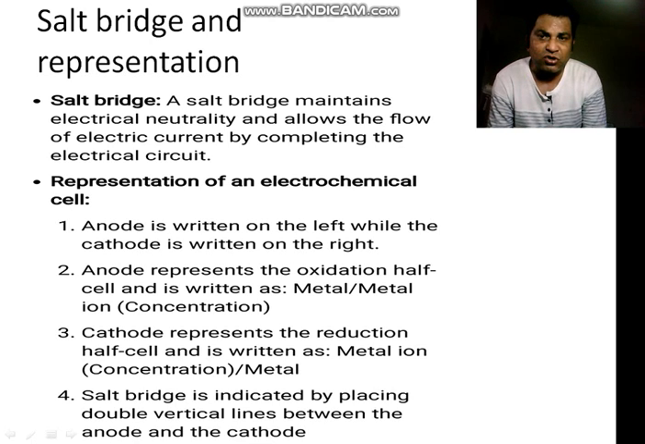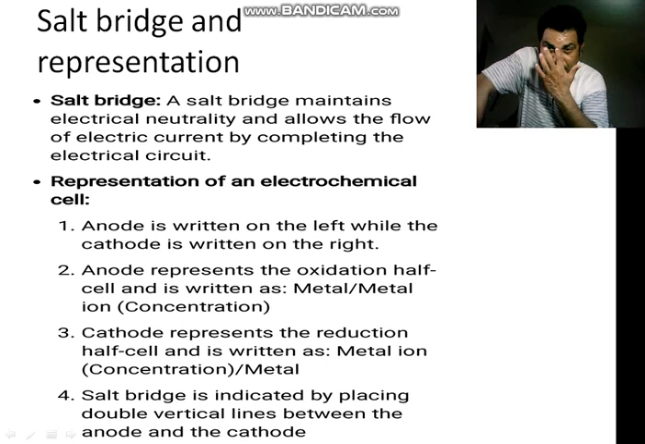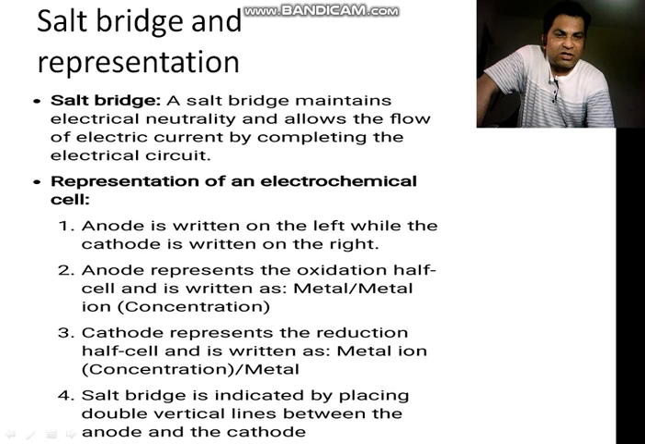Now next, salt bridge and the representation of the cell. Just now we discussed the salt bridge. A salt bridge maintains electrical neutrality and allows the flow of electric current by completing the electric circuit, and that is our point to know. Representation of an electrochemical cell: the anode is written on the left while the cathode is written on the right. That is our knowledge. Anode representation is done like metal by metal ion.